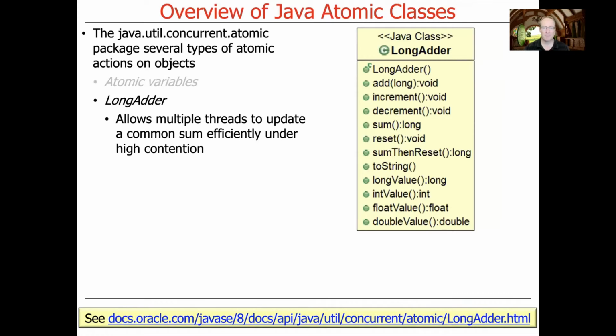There's also another class that's an example of this called LongAdder, which sounds like a snake, if you think about it. And it allows multiple threads to update a common sum efficiently if you have high contention. We're not really going to focus much on LongAdder in this course at all, but be aware that it exists, and it does come in handy for things. For example, hit counters in a multi-threaded web server could use LongAdder, but we won't spend a lot of time dwelling on that.